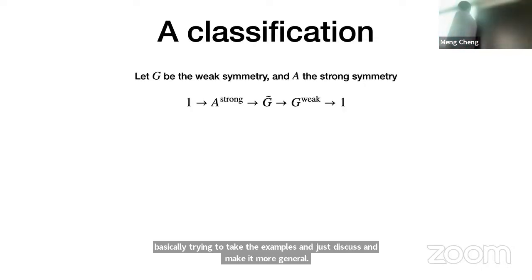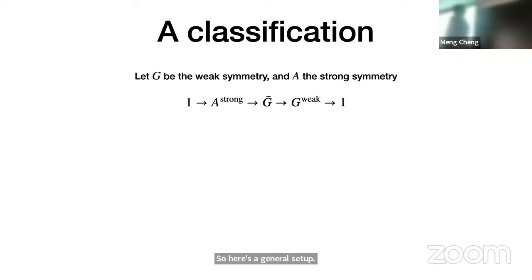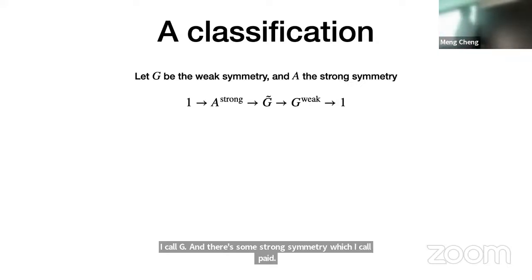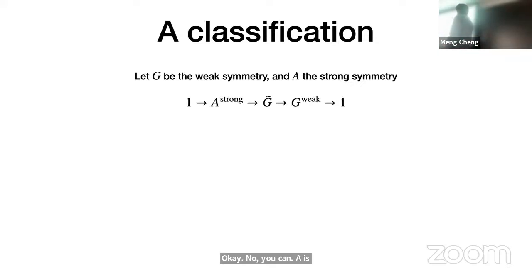So here I'm going to discuss a classification using these ideas, basically trying to take the examples I just discussed and make them more general. Here's a general setup. I have a weak symmetry, which I call G, and there's some strong symmetry, which I call A. Together you have a G tilde, which includes both G and A. In many cases, G tilde is just G times A, like on the previous slide, Z2 cross Z2, but it doesn't have to be the case.